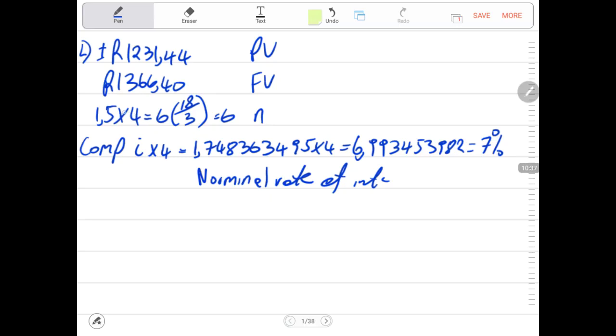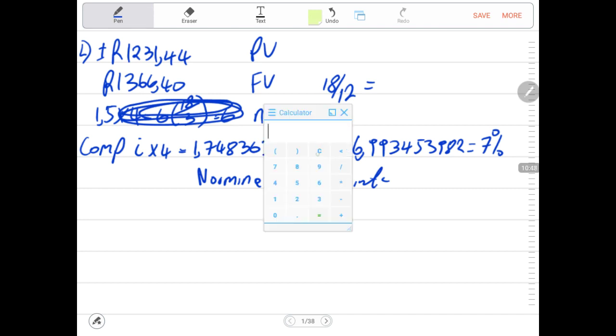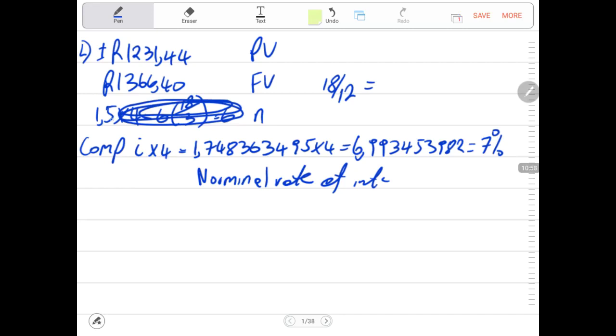We'll have to leave our N as 1.5 years, just like that. Or else you could have said 18 divided by 12, and 18 divided by 12 will give you 1.5. Remember, 18 months is 1.5 years. So if we had left our N as 1.5, which is in years, the I that we would get would be interest per annum, which is the effective rate of interest. That is for the whole year.